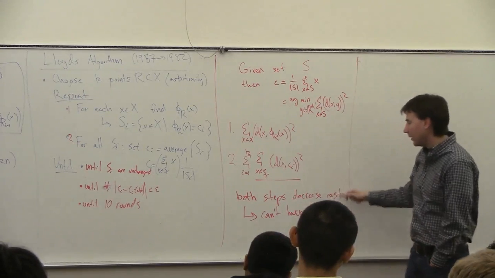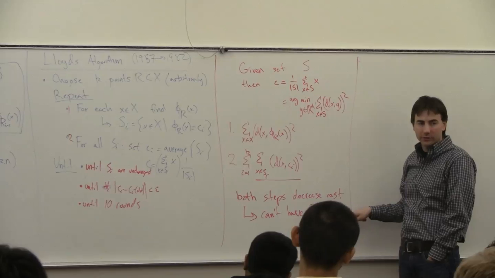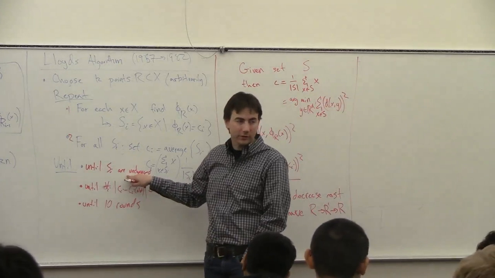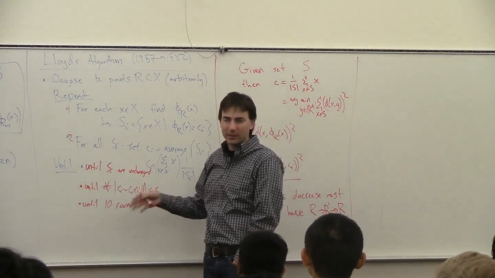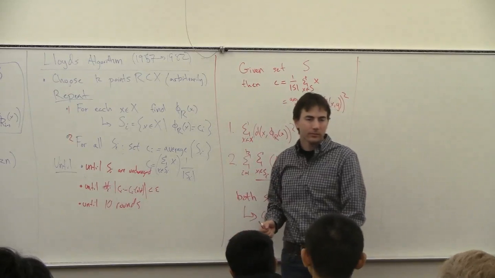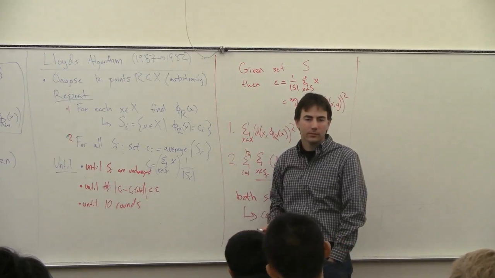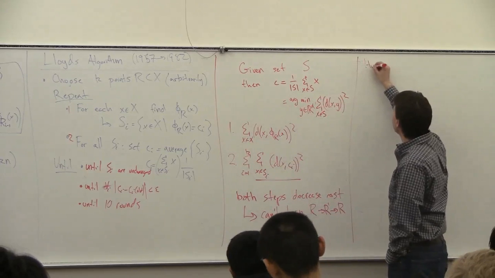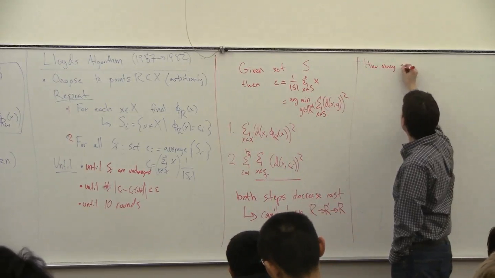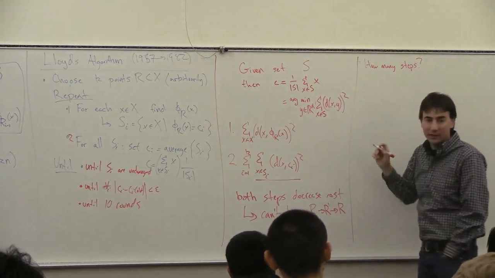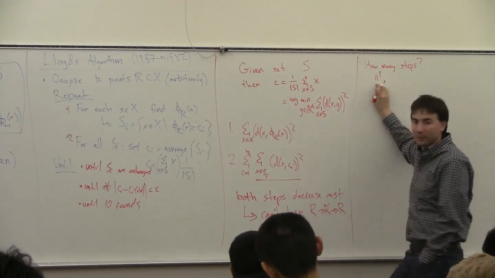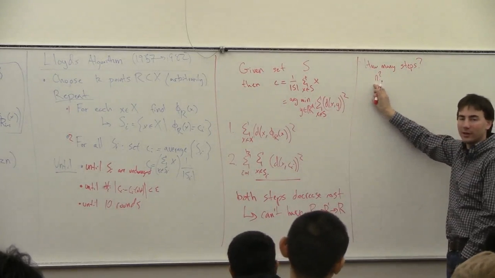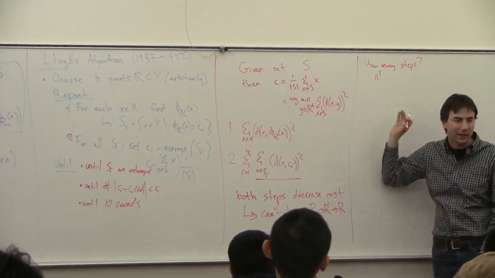So then given that the cost must decrease, you can't have some set of centers appear twice. Then how many steps do we need until this changes? So what's the bound on how many steps we need? The number of points, so n. It's not a very good bound. If you could show n, that'd actually be good, but people can't show n, right? And in fact, it can take much more than this.